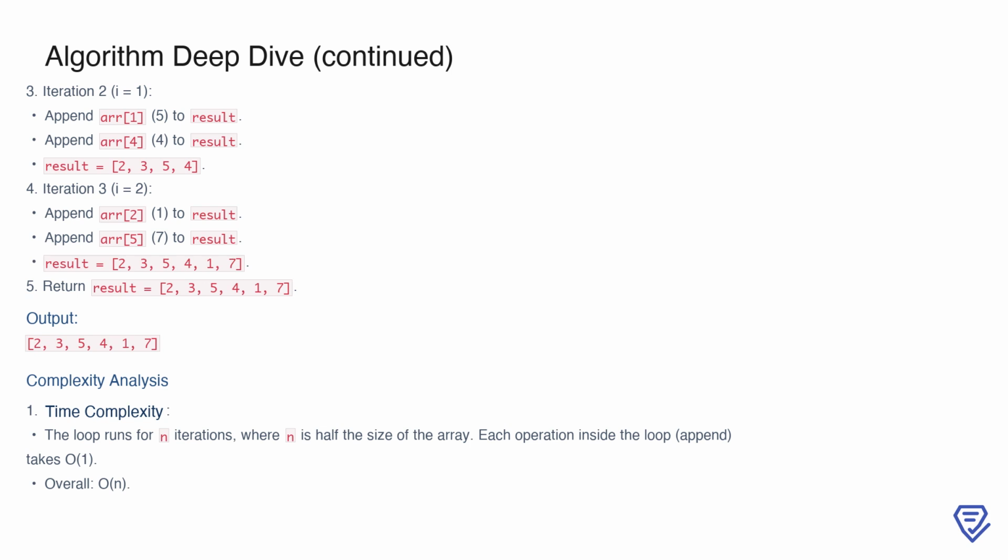In the second iteration, where i equals 1, we append the second element of the first half, 5, followed by the second element of the second half, 4. Now, result is [2, 3, 5, 4]. In the third and final iteration, where i equals 2, we append the third element of the first half, 1, and the third element of the second half, 7. The final result list is [2, 3, 5, 4, 1, 7], which we return as the output.